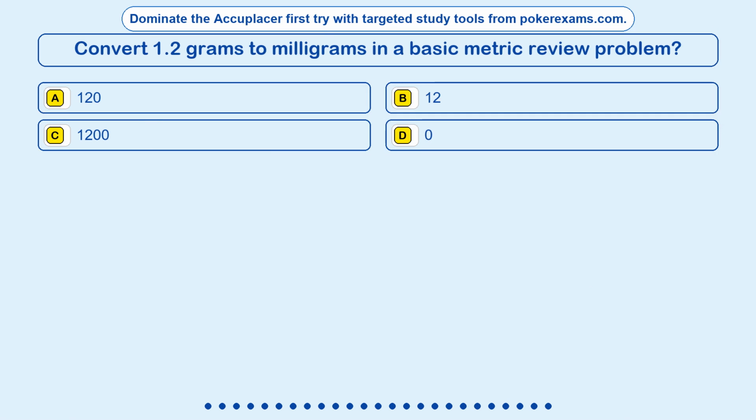Question 6. Convert 1.2 grams to milligrams in a basic metric review problem. Option A, 120. Option B, 12. Option C, 1,200. Option D, 0.